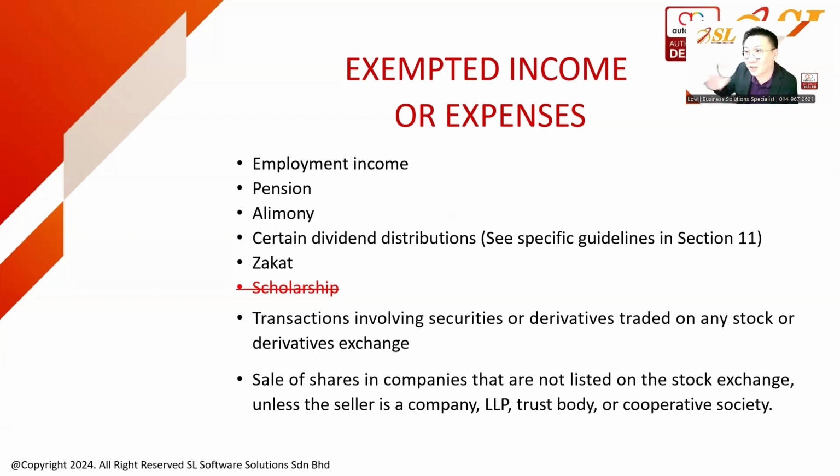And then the zakat is also exempted. Scholarship removed. Scholarship, if you sponsor a student overseas and you require their IC number, this one is not exempted anymore. And the transaction in the share market, this one is exempted. And the transaction of shares of a company not listed on Bursa Malaysia, this one is exempt only for the individual. For business it is not exempt. The company, LLP, trust body, and cooperative society are not exempt. They still need to issue invoice if they sell their shares.